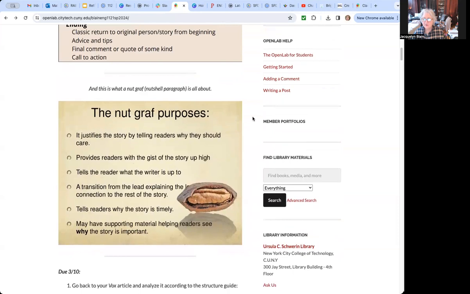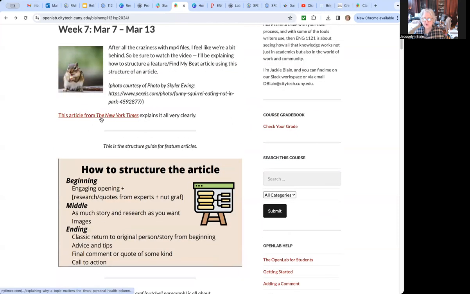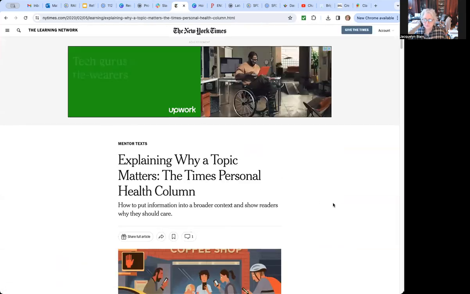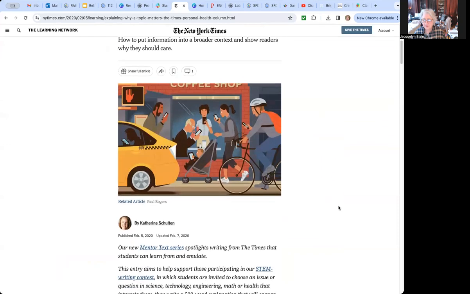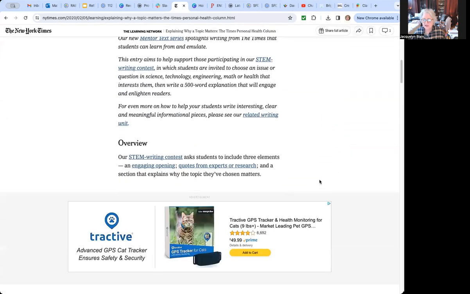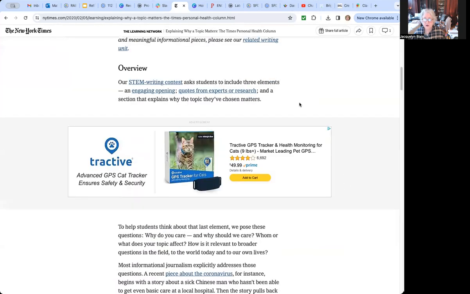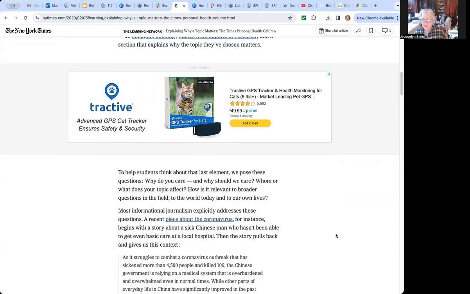Let me show you how this works. Now, this is a link to an article from the Times that talks about how to structure a feature article. So I'm going to jump over here. And what this article is saying is essentially what I've just said. It's got three elements: an opening, some quotes from an expert, and then why it matters.